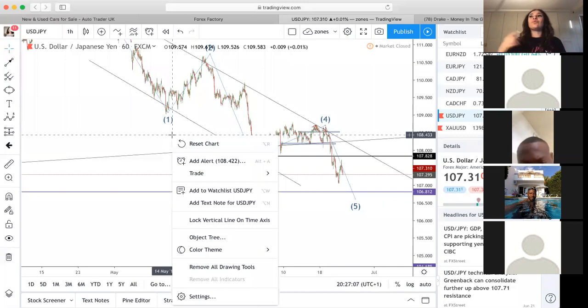But if you're risking more than your reward, or your risk to reward is 1-to-1, where your stop loss is bigger than or the same as your take profit, it's not worth taking the trade. You want your risk to be so much smaller than your reward. Your reward should be so much bigger.